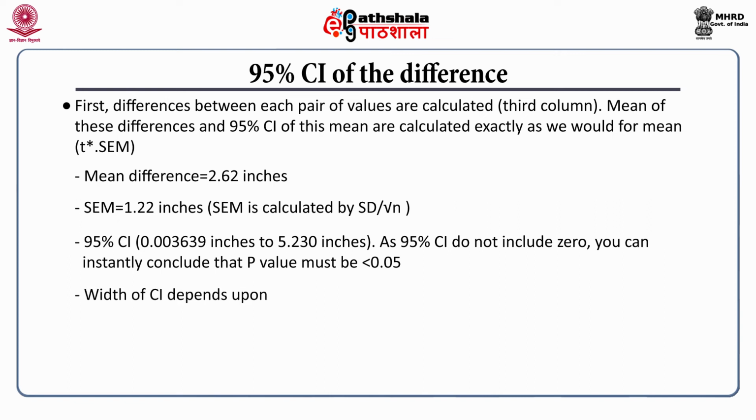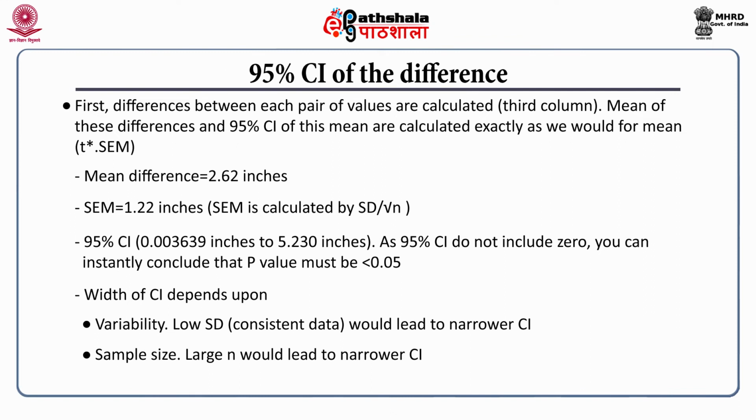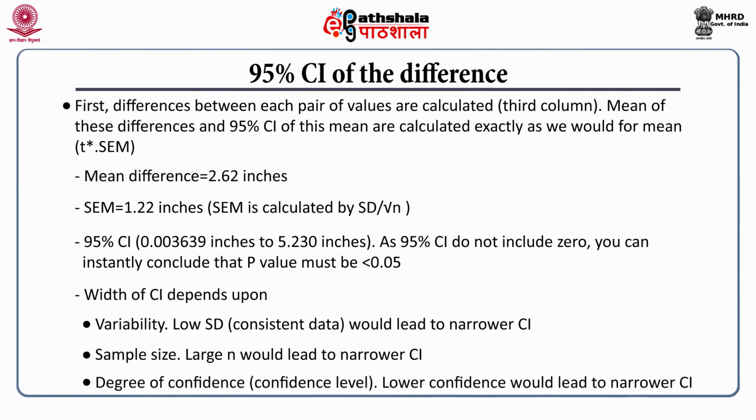The width of the CI depends on the variability: low standard deviation or low variance, that means consistent data, would lead to a narrower CI. A large sample size n would lead to a narrower CI. And for the degree of confidence, or the confidence level, lower confidence would lead to a narrower CI.